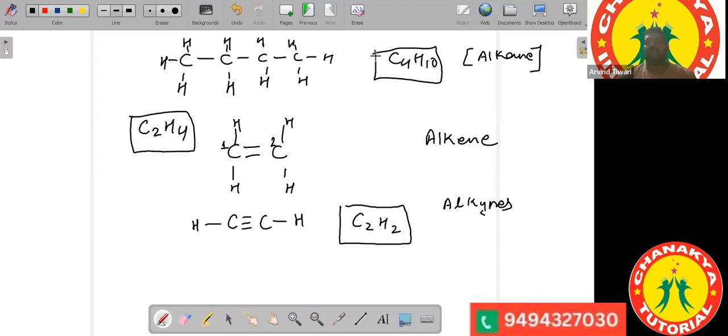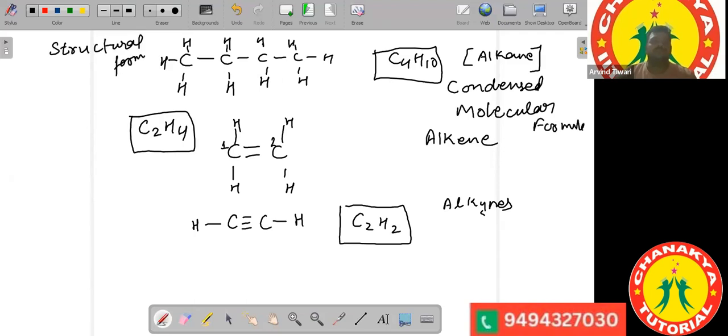What we have drawn over here is called a bond structure, or a structural formula. This one is the structural formula of C2H4. This one is the structural formula of C2H2. So all these are the structural formulas. What we have written over here are condensed molecular formulas.